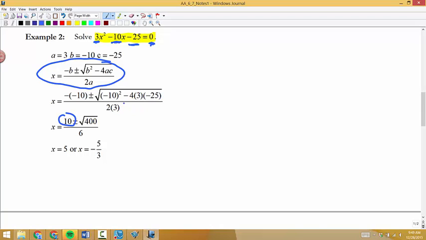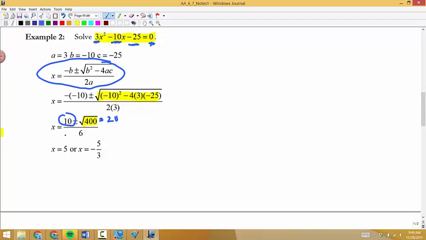The first thing I'm going to do is work with the stuff underneath the radical, underneath the square root. If I simplify that, I notice that it's equal to the square root of 400. The nice thing about the square root of 400 is that it is a perfect square. When I take the square root of it, I get the value of 20. So this right here is equal to 20.